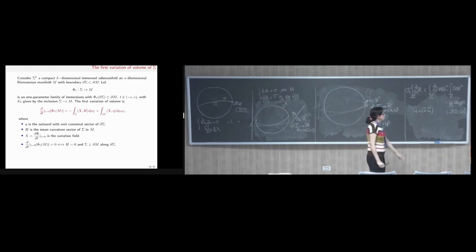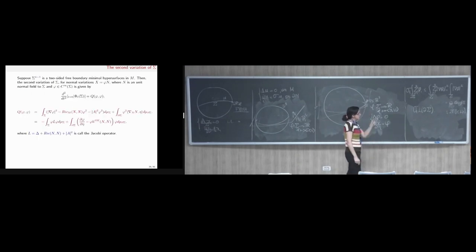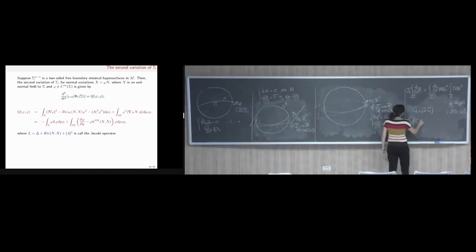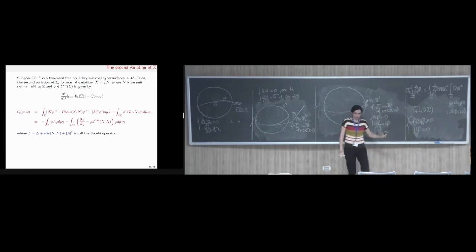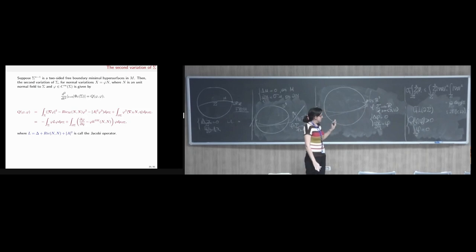Remember that? But yesterday, when I studied and classified some problems, we had a hypothesis. What's the hypothesis? The second variation of the area, the surface, the hypersurface, is stable. What does this mean? It means that this quadratic form is bigger or equal to zero. I don't know if you remember, okay? So yesterday, I studied that.